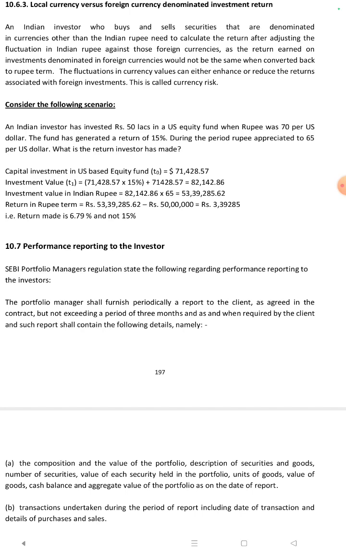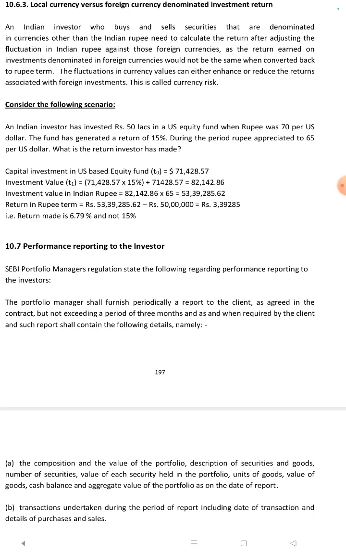71,428.57 into 15% plus 71,428, so this comes to 82,142.85. Okay, now 82,142 into 142.86 into 65, and the difference will be 53,000. So the return in rupee terms is 53 lakhs 39,285 minus 50 lakhs, that is 3,39,285. The return made is 6.79% and not 15%.